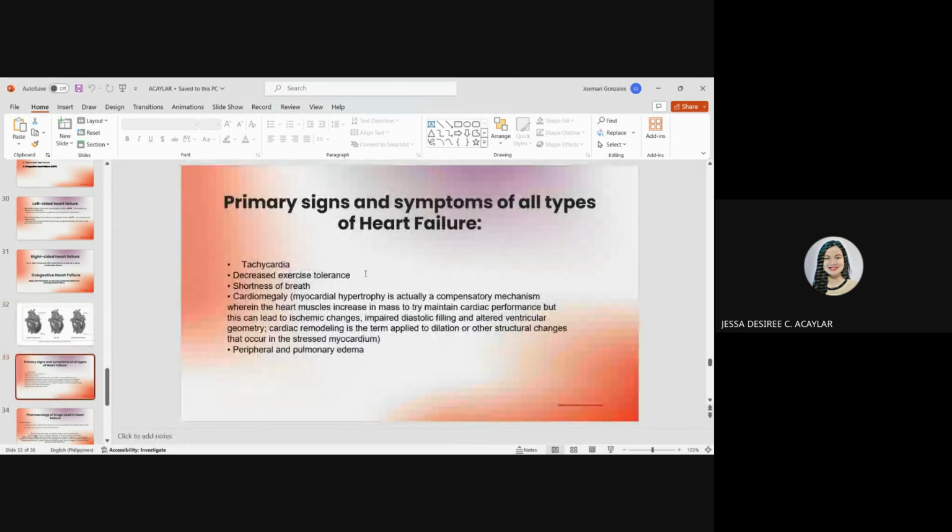So, primary signs and symptoms of all types of heart failure. So, ito po yung mga signs and symptoms ng lahat po ng uri ng heart failure po. Tachycardia, decreased exercise tolerance, shortness of breath, cardiomegaly, peripheral and pulmonary edema.